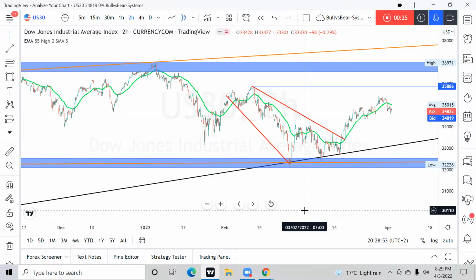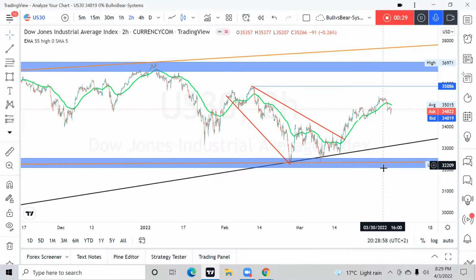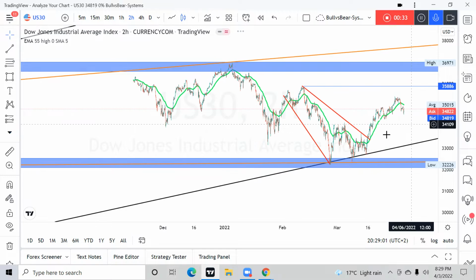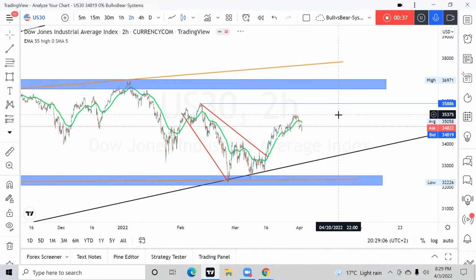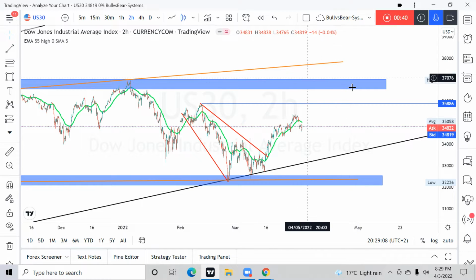So I'm going to start with US30 this week. As previously, we were in a bullish trend from the previous reversal. We're waiting for it to give us a bullish continuation in the middle of the trend so that it can correct and complete the structure.